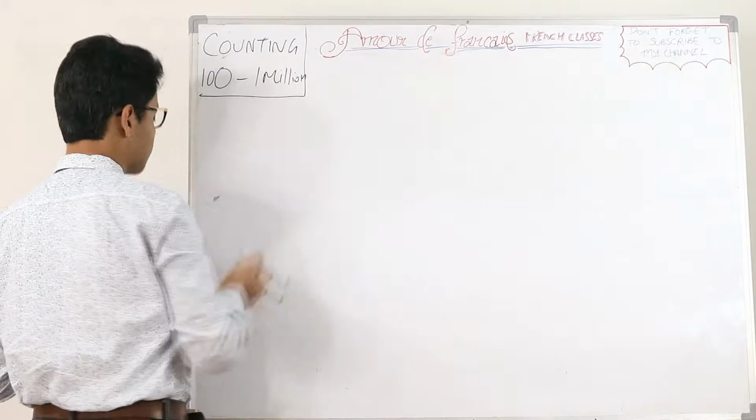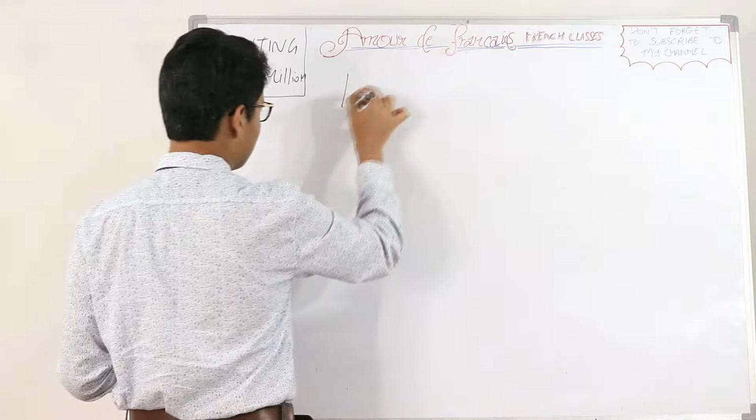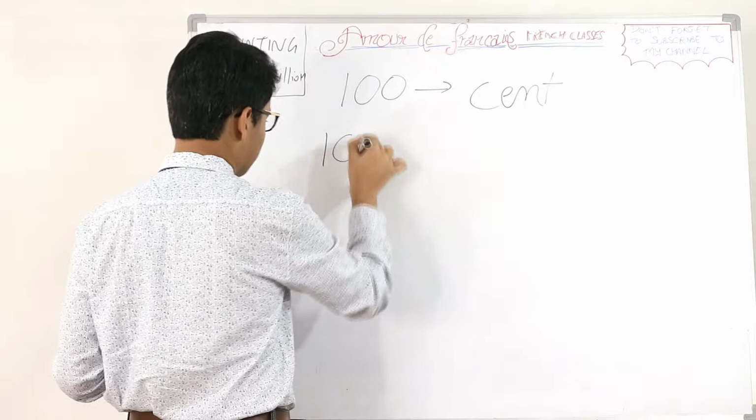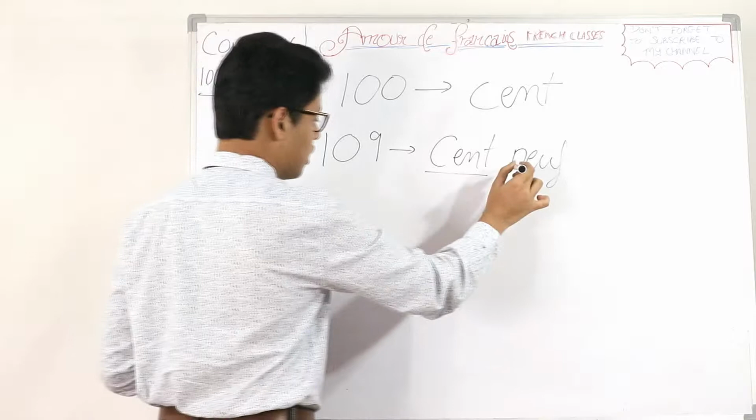So the first number which we are going to take is the number where we stopped in the earlier video, which is 100. 100 in French is cent, C-E-N-T, cent. Now let's take a bigger number than 100. Let's say 109, cent neuf. Cent is 100 and neuf is 9.